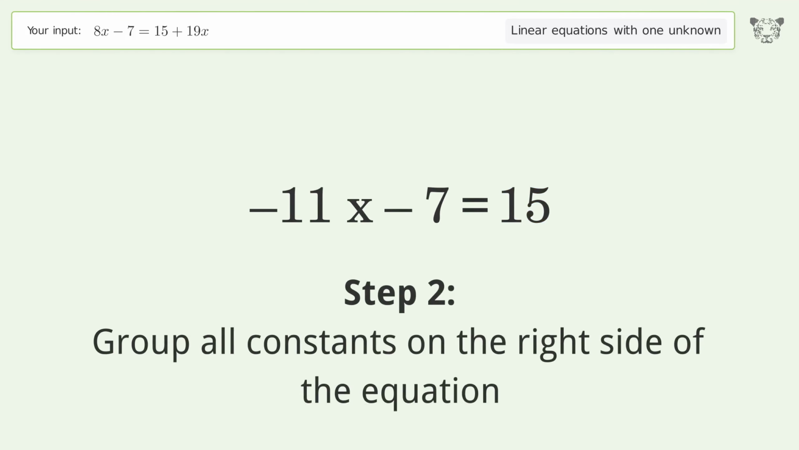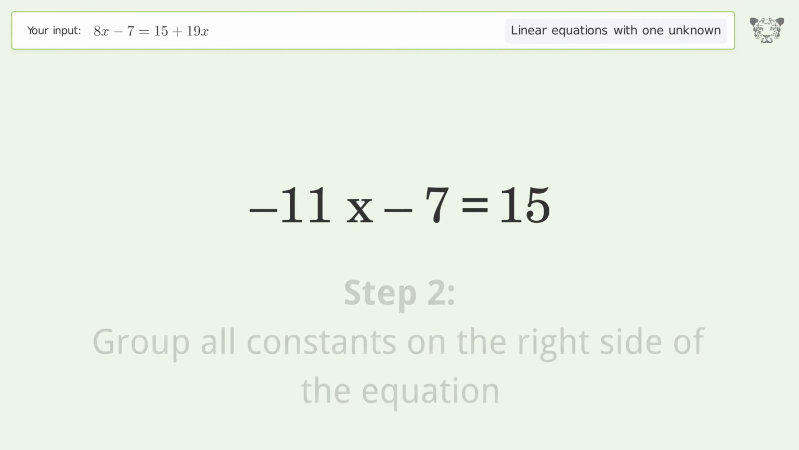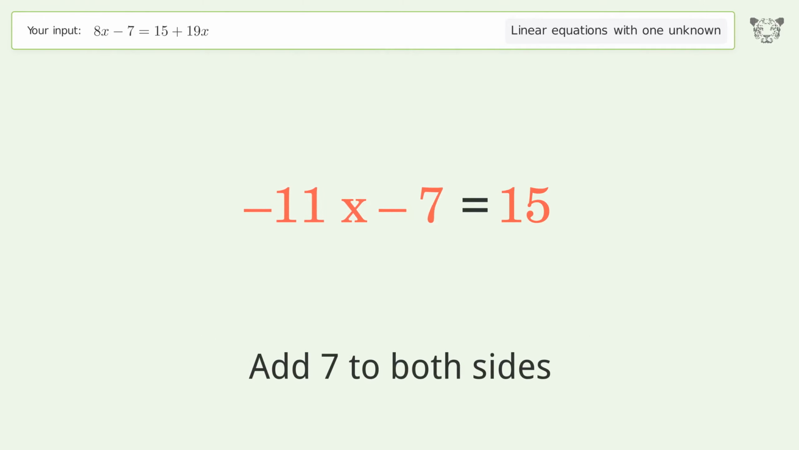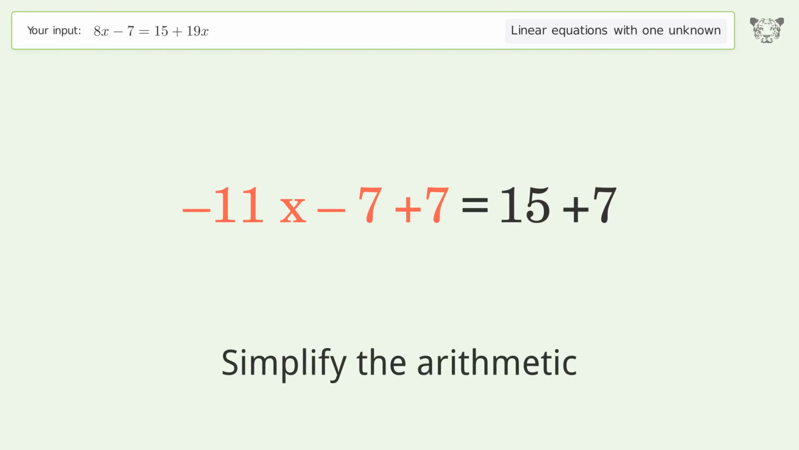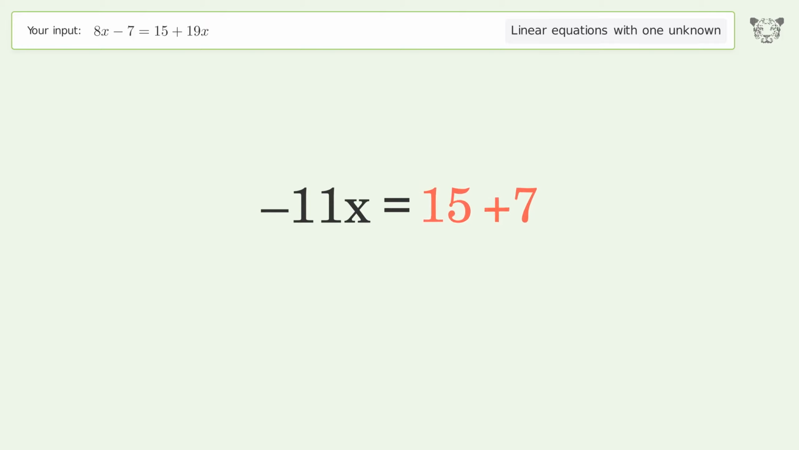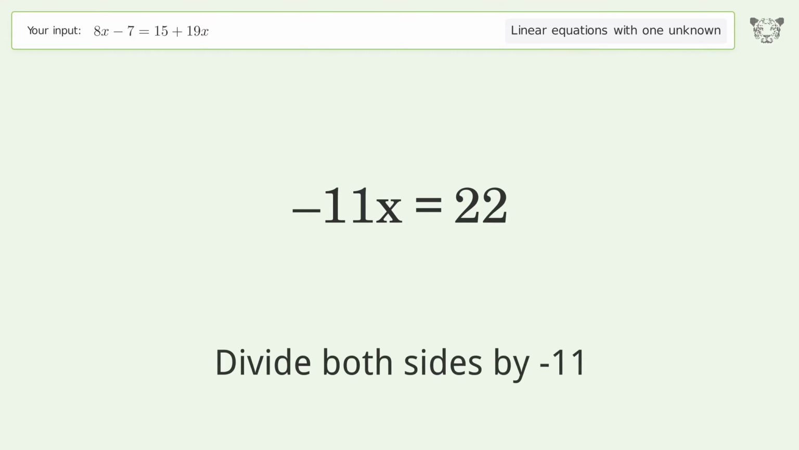Group all constants on the right side of the equation. Add 7 to both sides. Simplify the arithmetic. Isolate the x. Divide both sides by -11.